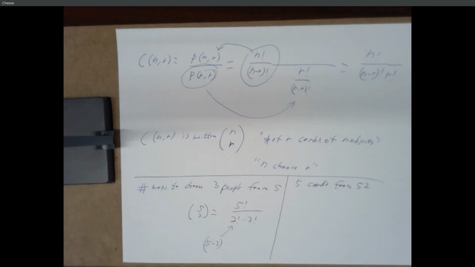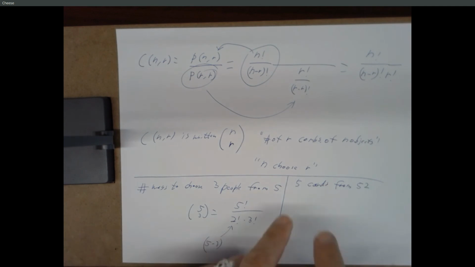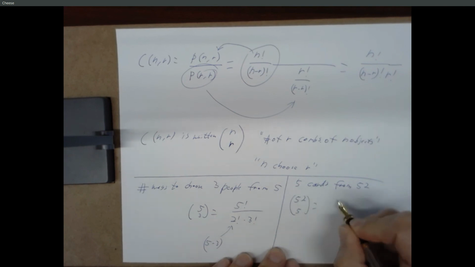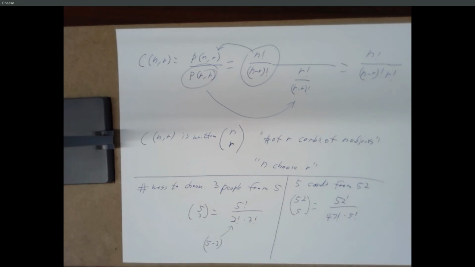So the actual number of unique poker hands, because when you play poker you get 5 cards out of a deck of 52, and the order of those cards doesn't matter. If you have a 1, 2, 3, 7, 8, it's the same as having a 2, 3, 8, 7, 1. So the number of ways that you can pick 5 cards from 52 is just 52 choose 5. It's 52 factorial over 47 factorial times 5 factorial.